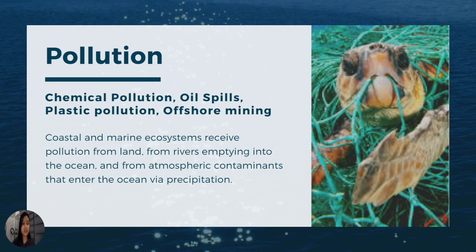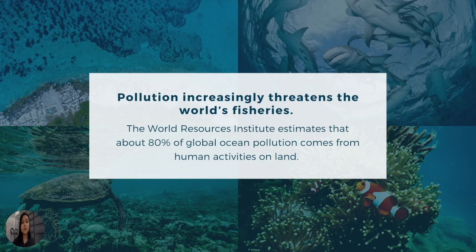Coastal and marine ecosystems receive pollution from land, from rivers emptying to the ocean, and from atmospheric contaminants that enter the ocean via precipitation. Pollution increasingly threatens the world's fisheries. The World Resources Institute estimates that about 80% of global ocean pollution comes from human activities on land.